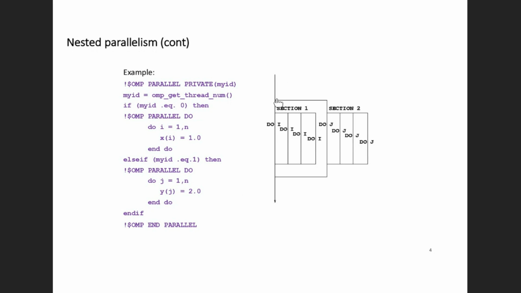I have the original master thread, and the outer parallel region creates a team of 2 threads. One of those threads then creates a new team that shares out the I loop. At the same time, the other thread creates a team to share out the J loop.